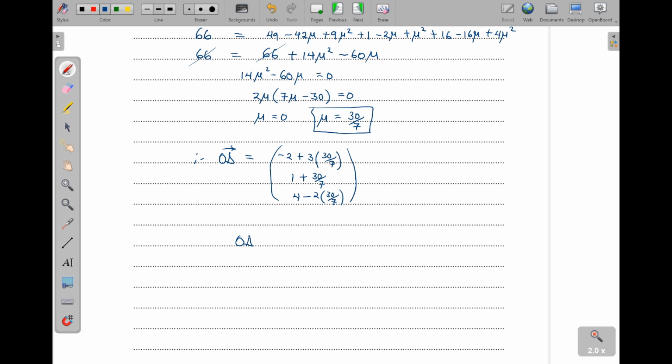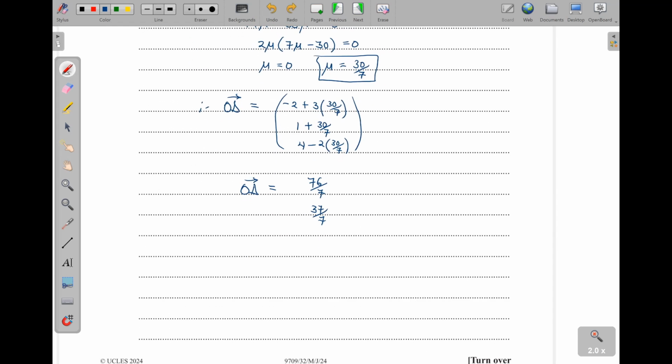So my OD is going to be 76 over 7. And then here 7 times 1, that will be 7, then plus 30, that will be 37 over 7. And then here 7 times 4, that is 28. Now 28 minus 60, that is negative 32. So negative 32 over 7. This is our answer here, that is the position vector of D.